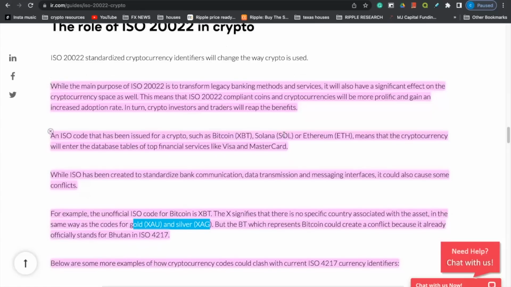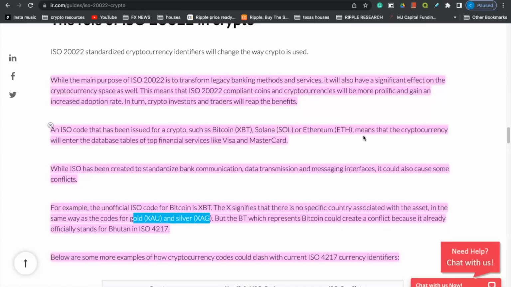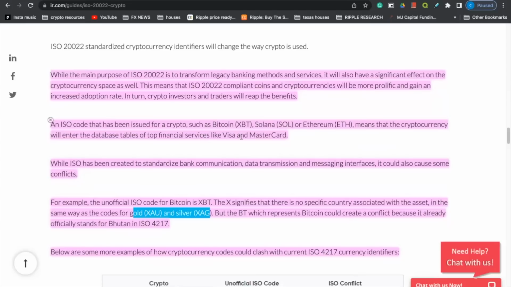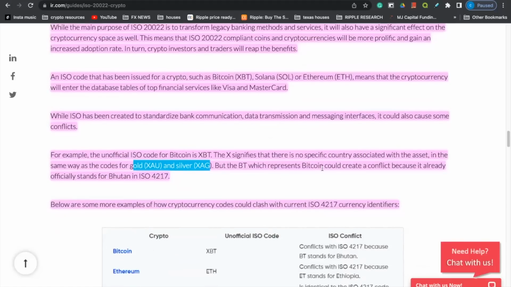An ISO code that has been issued for crypto such as Bitcoin, Solana, or Ethereum means that cryptocurrency will enter the database tables of top financial services like Visa and MasterCard. While ISO has been created to standardize the bank communication system, data transmission, and messaging interfaces, it could also cause some conflicts. This is important, so pay attention, ladies and gentlemen.